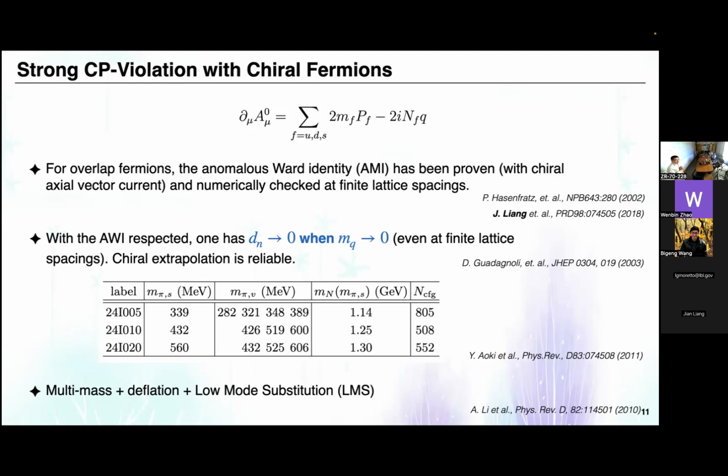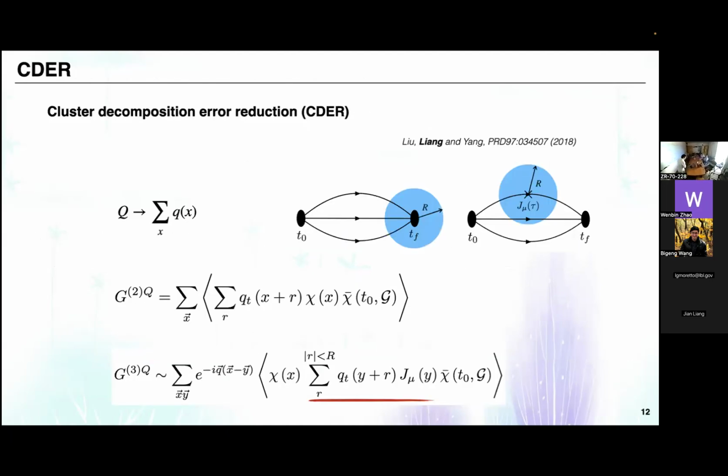So the plan is we do the calculation with different pion masses. Since we can do a reliable chiral extrapolation, we will finally do it. And although I said that using chiral fermions is very expensive, we have many algorithms and techniques to make our life easier. We have the multi-mass algorithms, deflation, and low-mode substitution. Another technique I want to mention is CDER, the cluster decomposition algorithm reduction.